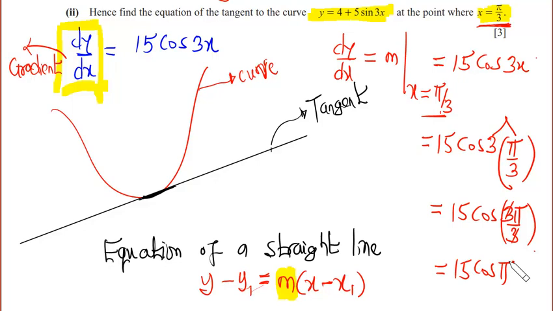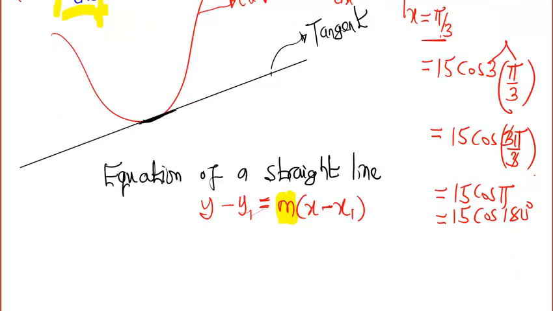Now observe that this is actually a trigonometric function. For trigonometric functions, pi is 180 degrees. So we have 15 cos pi, that's 15 cos 180 degrees. Cos 180 degrees is minus 1. You can input that into your calculator. Now this will be equal to 15 times minus 1, and that will be equal to minus 15. And this is the gradient value.